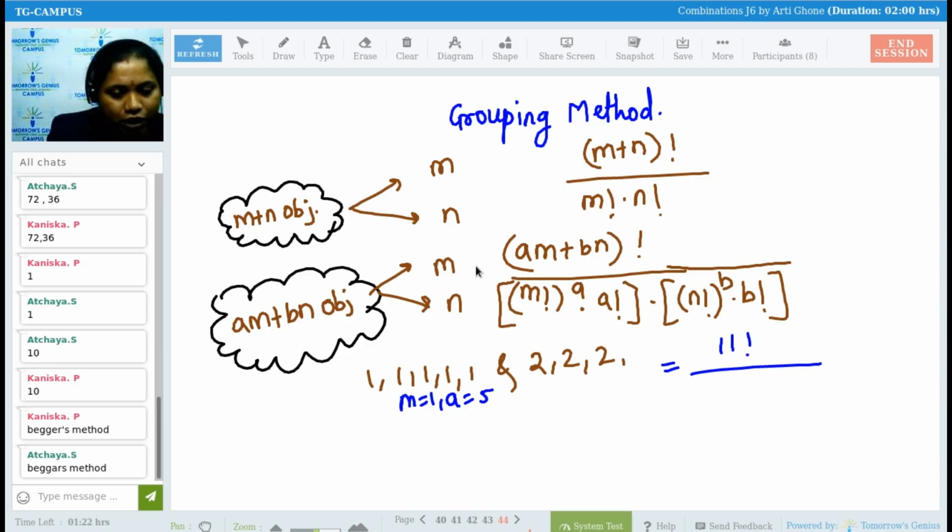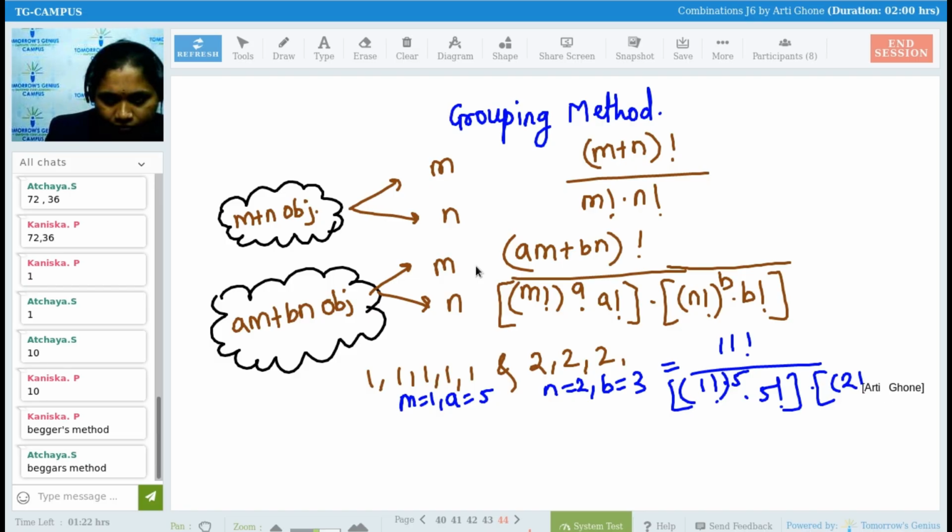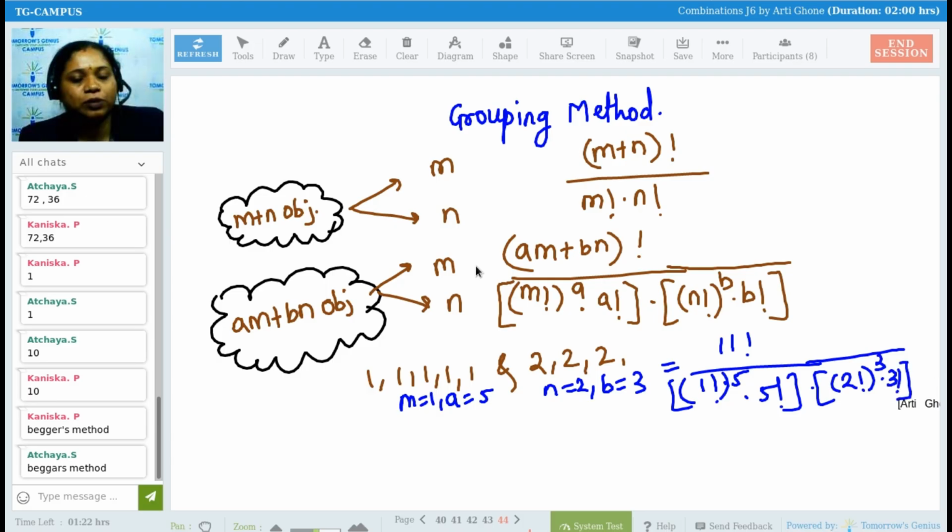So here I'm just putting it as it is. N value is 2 and B value is 3, right? Putting in this formula: 1 factorial, how many times is it repeated? 5, so it is raised to 5, clear? Into 5 factorial overall, into 2 factorial cube into 3 factorial. If you solve this one, you will get the total number of groups possible in such a way. Clear?